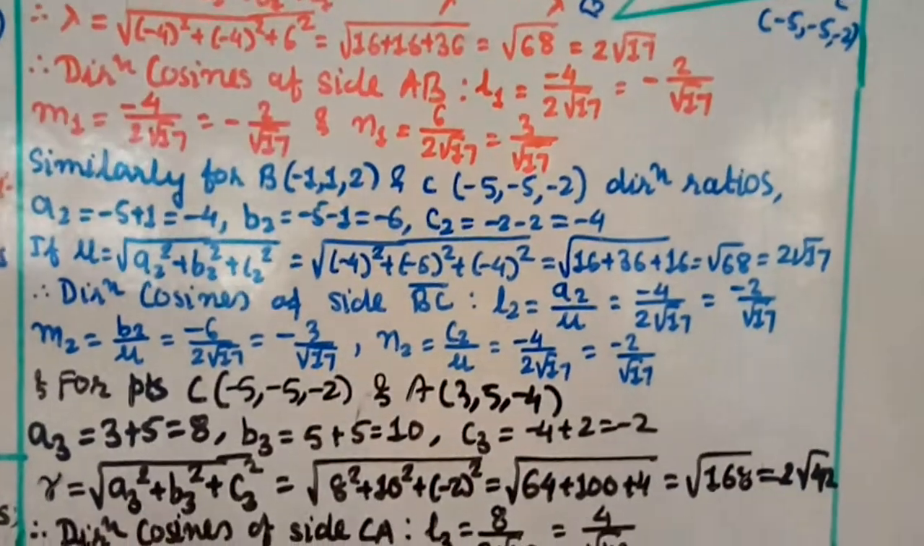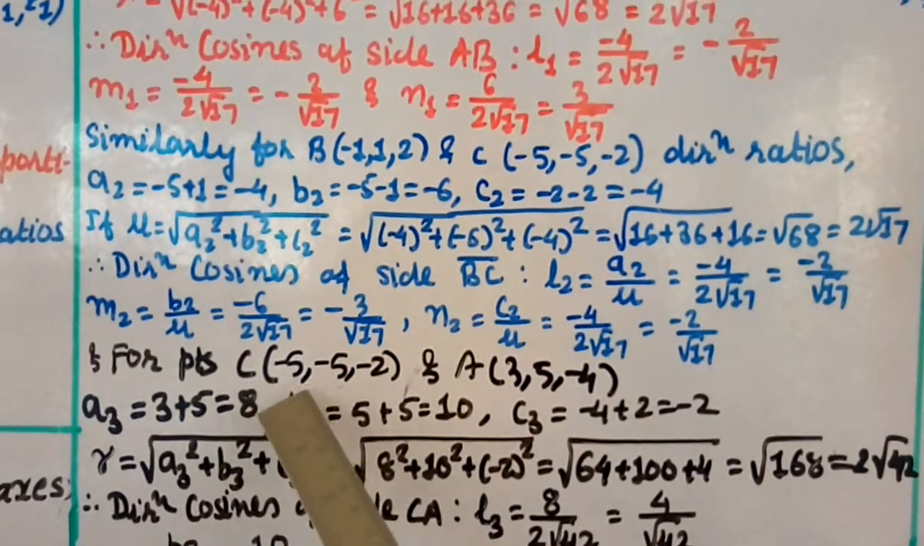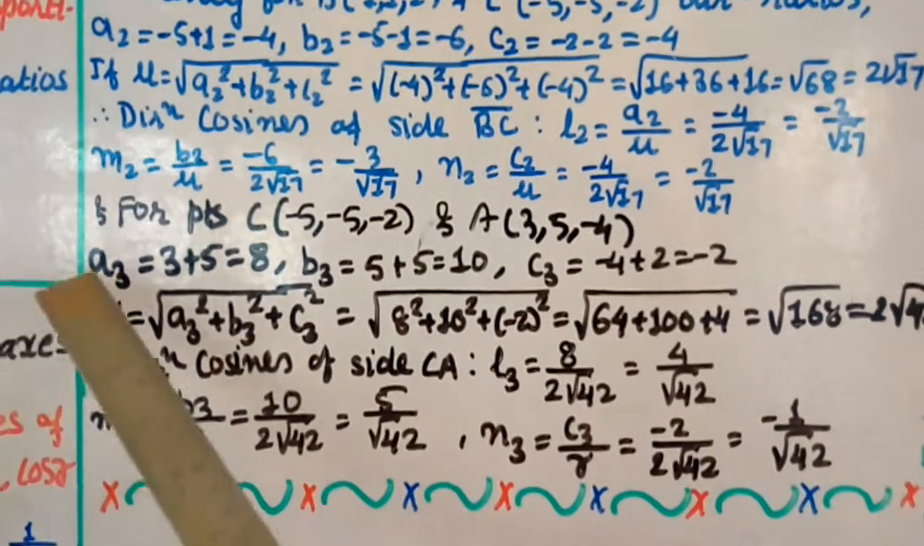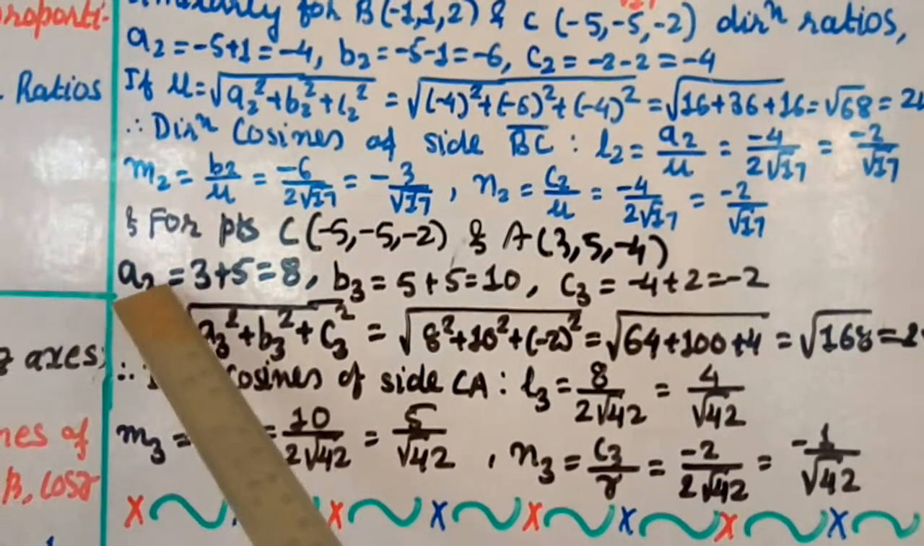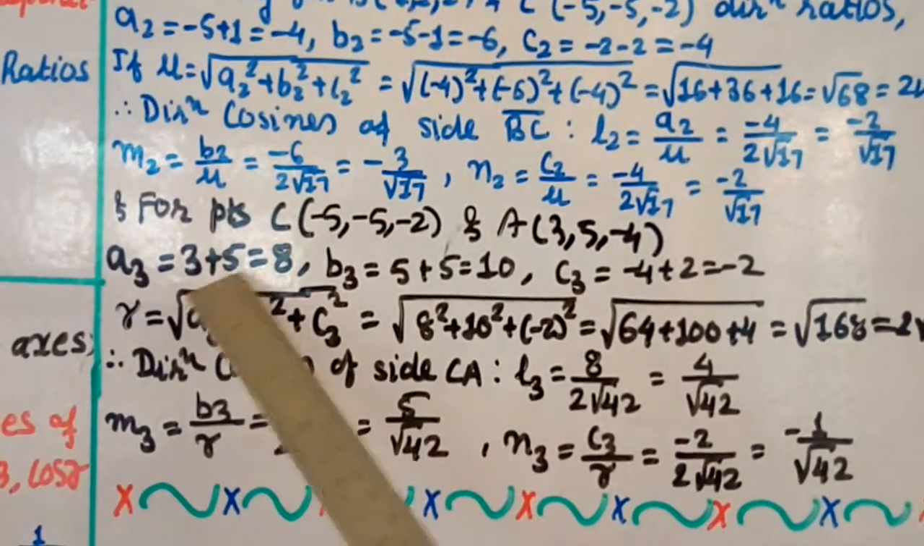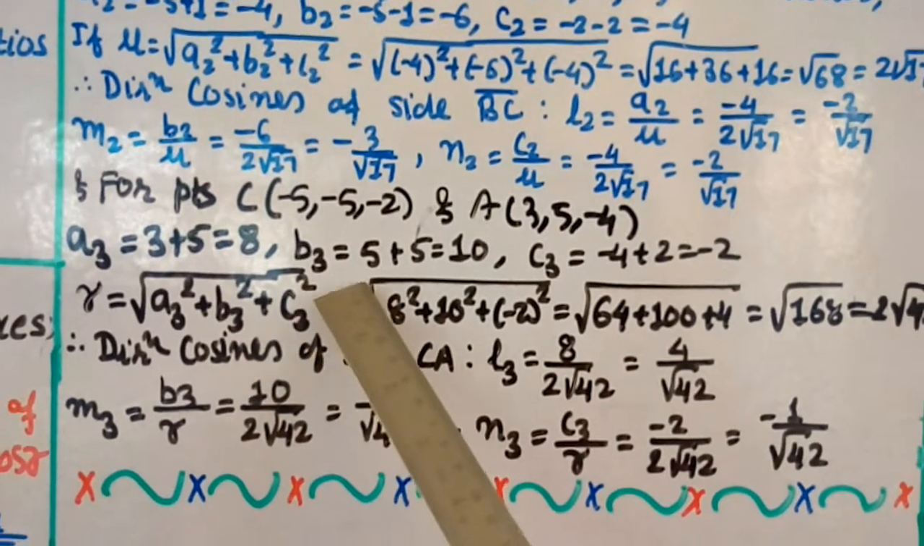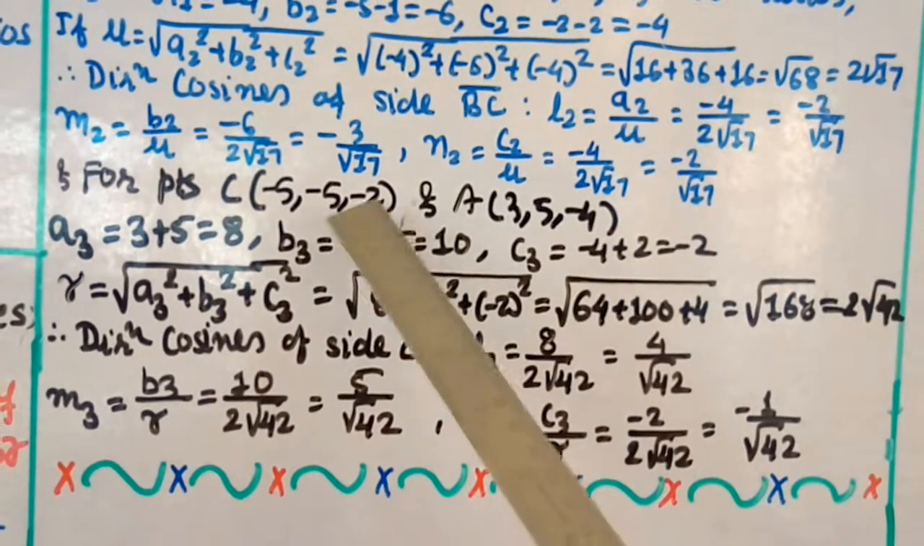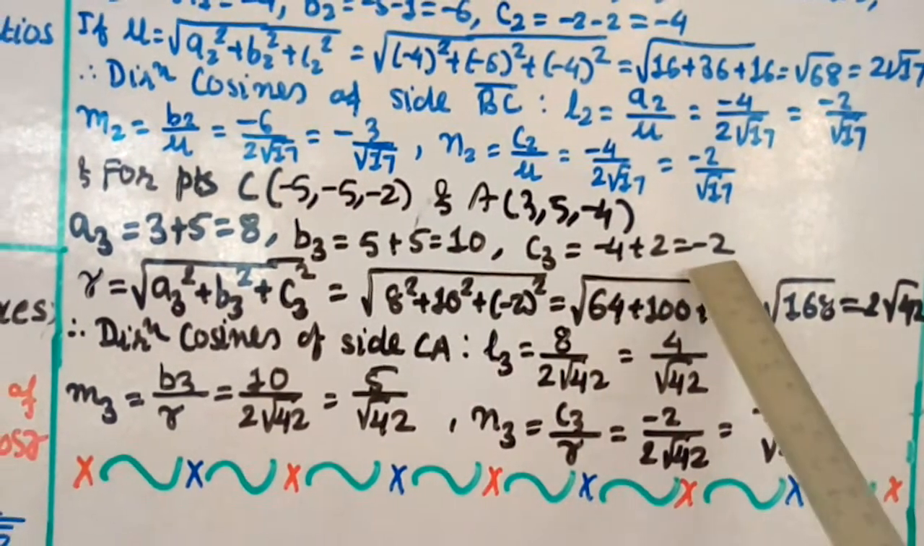Next, for points C (-5, -2) and A (3, 5, -4), this side, side CA or AC, the same way we can find. First we find the direction ratios: a3 equals 3 minus and minus, plus 5, gives you 8. b3 equals 5 plus 5, gives you 10. c3 equals minus 4 minus and minus, plus 2, gives you minus 2.